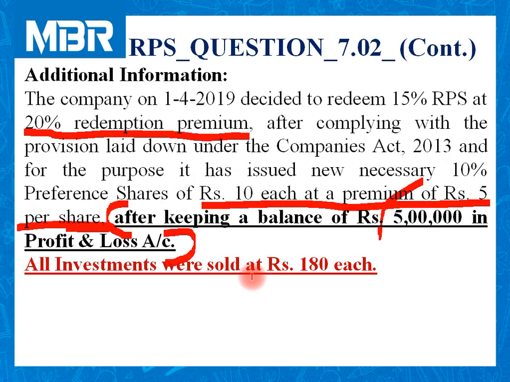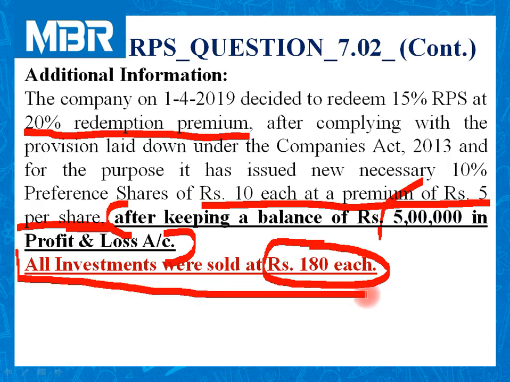Then, all investments were sold at rupees 180 each. This is one of the important adjustments and important lines, because in all previous questions straightforward information was given, like investments were sold for rupees 10 lakhs, 12 lakhs, 15 lakhs, whatever it is. But here it is given as 180 each. So we need to interpret this statement very carefully at the time of solution.